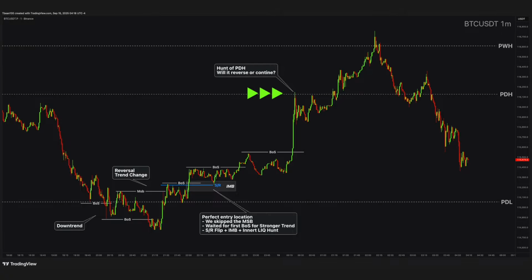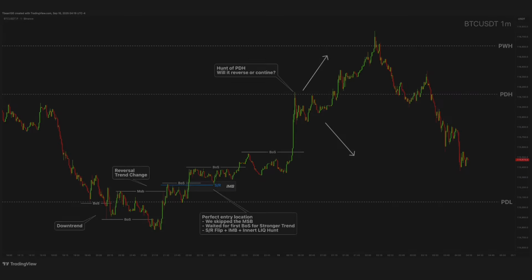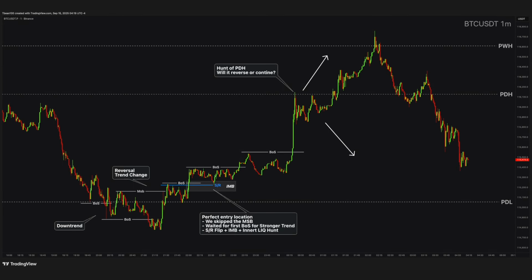And the question is, will the price reverse at this point, or will it continue even higher? As you know, just because the price takes out the previous day's high or low, it does not mean the market will instantly reverse. The move can keep going, pushing further and further without stopping right away. In this example, you can clearly see that there is no real market structure break for a reversal.